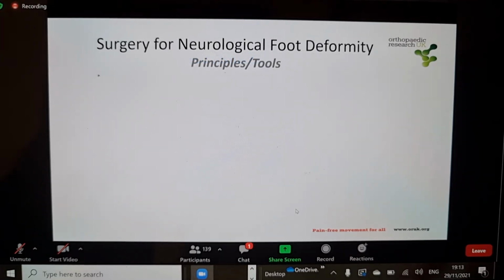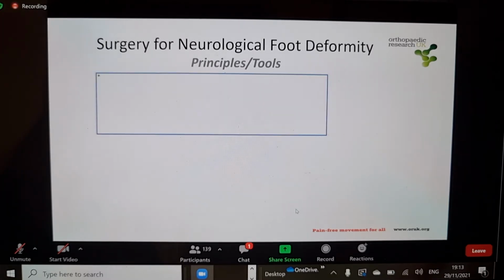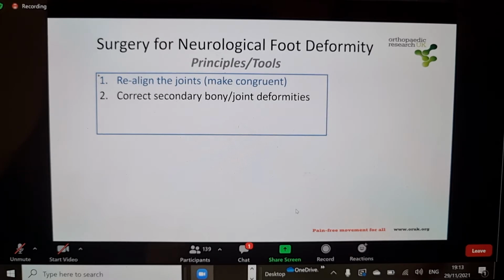So once they arrive in our clinic, what are our principles? What are the tools in the toolbox, and what sort of general principles do we use when thinking about what sort of treatment we can give? Well, essentially, there are a number of important principles for dealing with any neurological foot. Number one, we want to realign joints, and where joints are not congruent, we want to make them so. Number two, if there have been secondary deformities created as a consequence of the underlying neurological disease, then we're going to want to think about correcting those also, be that a joint deformity or a bony one. Torsion would be a good example.